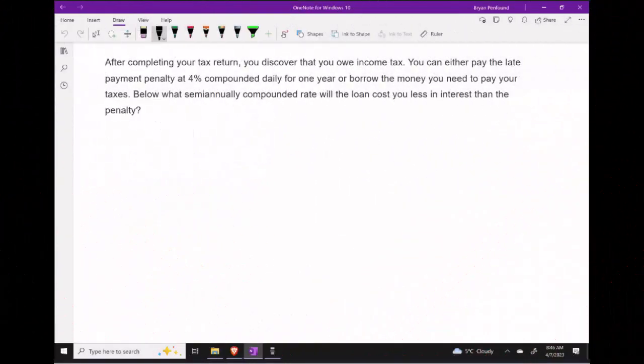Let's suppose that after completing your tax return, you discover that you owe some income tax. You can either pay the late payment penalty at 4% compounded daily for 1 year, or you can borrow the money that you need to pay the taxes. At what semi-annual compounded rate will the loan cost you less in interest than the actual penalty?